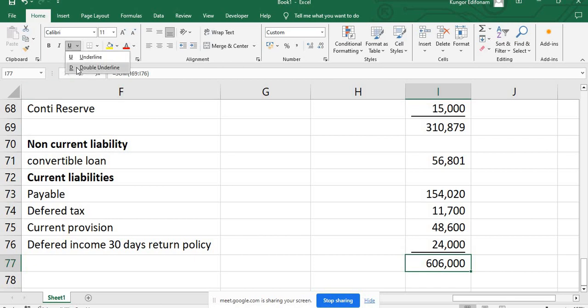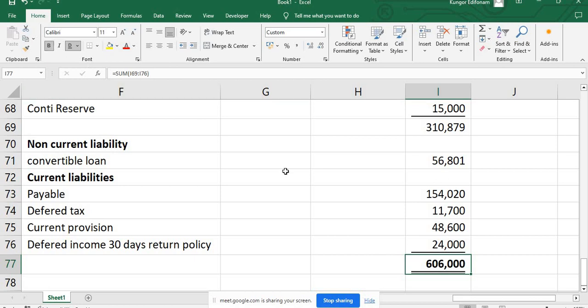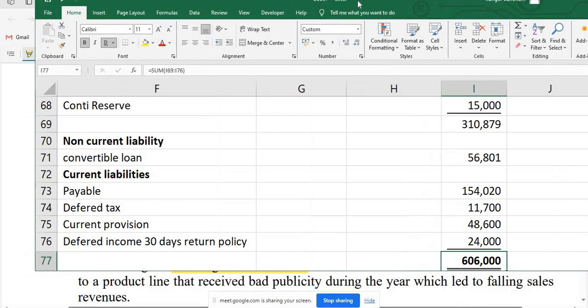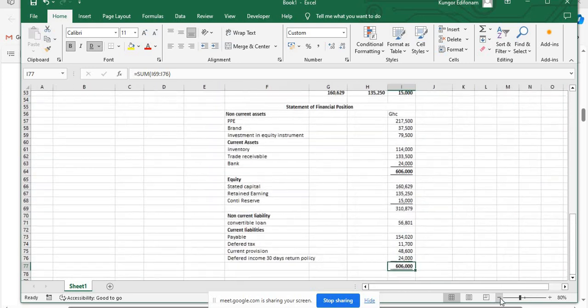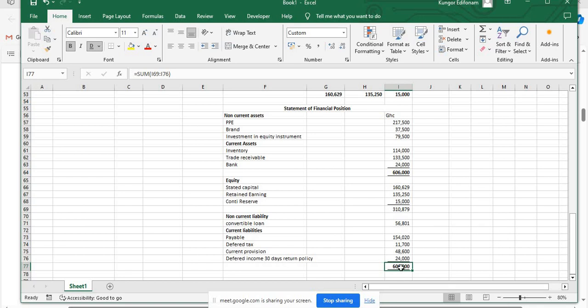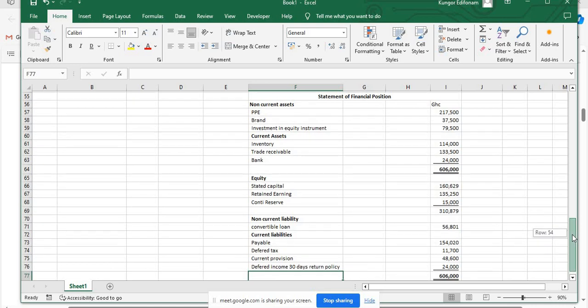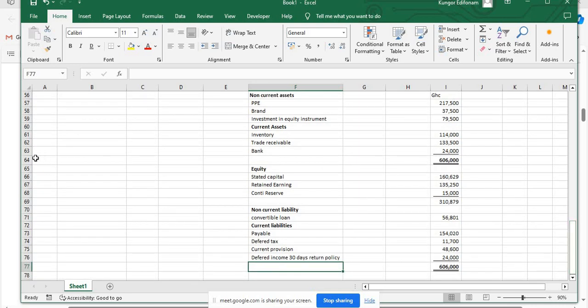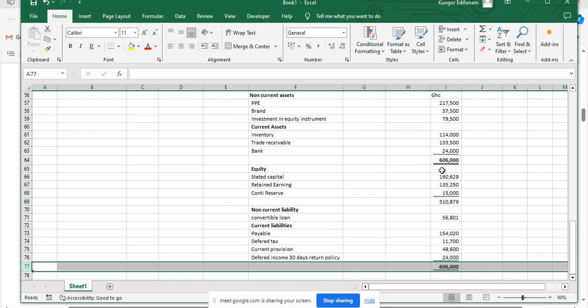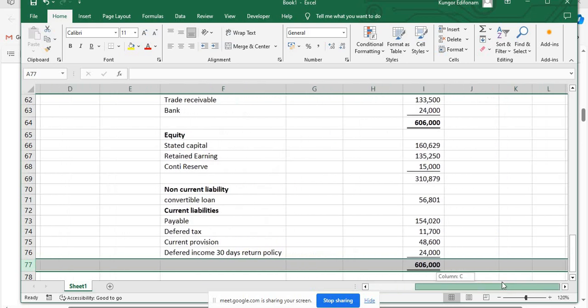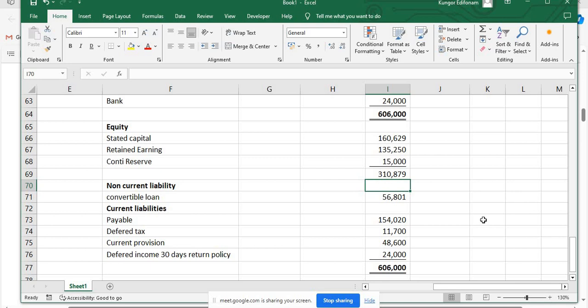We balance our account. Now let me zoom it back so that we see what we've done. So this is what we have. Let me zoom in a little bit. Our total assets and total liabilities have agreed. This is the total assets, and this is the total equity and liability. So they've agreed. We balance the account. All under how many hours? All under 3 hours.